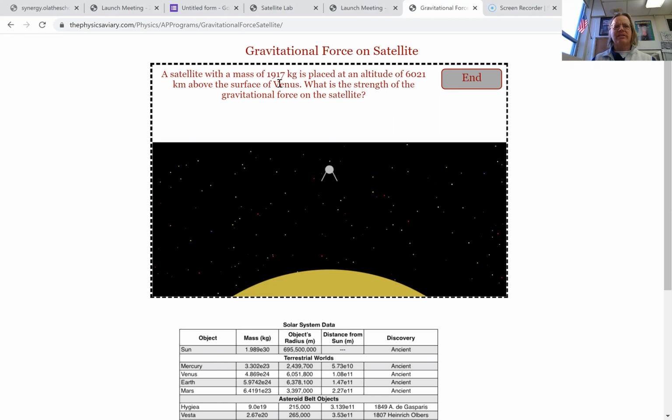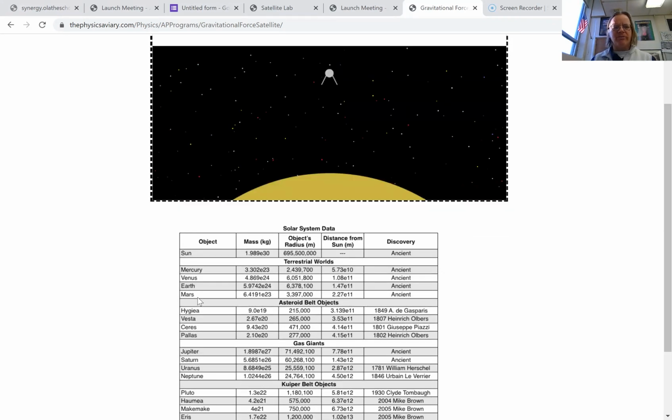Now, the mass of this satellite is 1,917 kilograms, and the altitude is 6,021 kilometers above the surface of Venus. So there's some unit conversions we're going to have to do because we need to be in meters if we're going to find a gravitational force on that satellite. And that's the altitude, the distance above the surface. Remember, to measure gravitational forces, you have to go from the center of the satellite to the center of Venus. So I'm also going to have to add the radius of Venus.